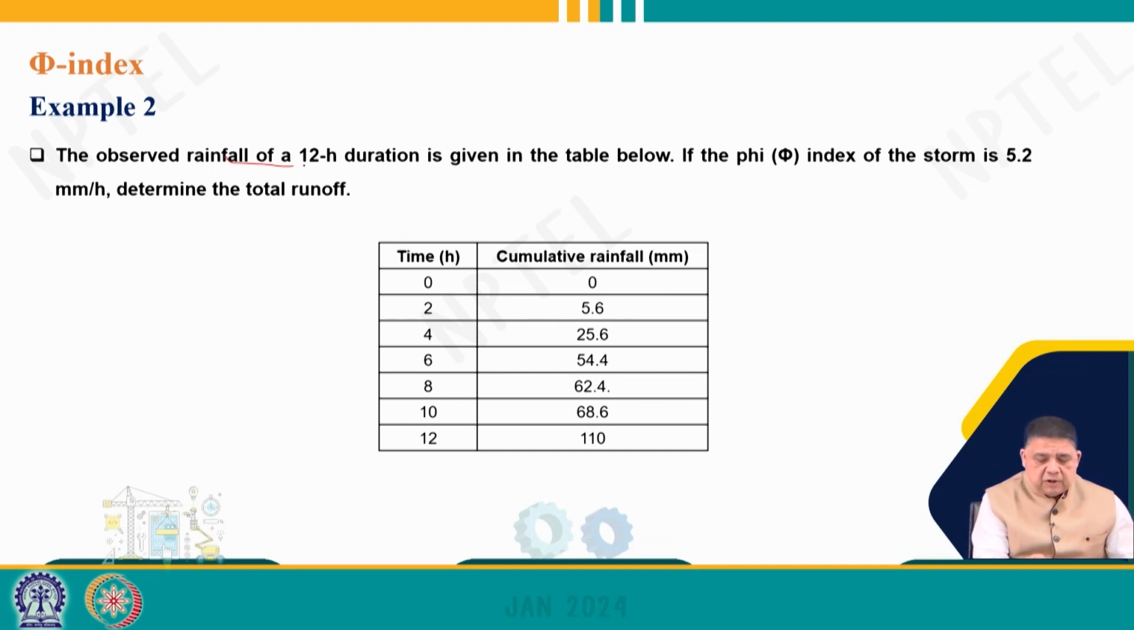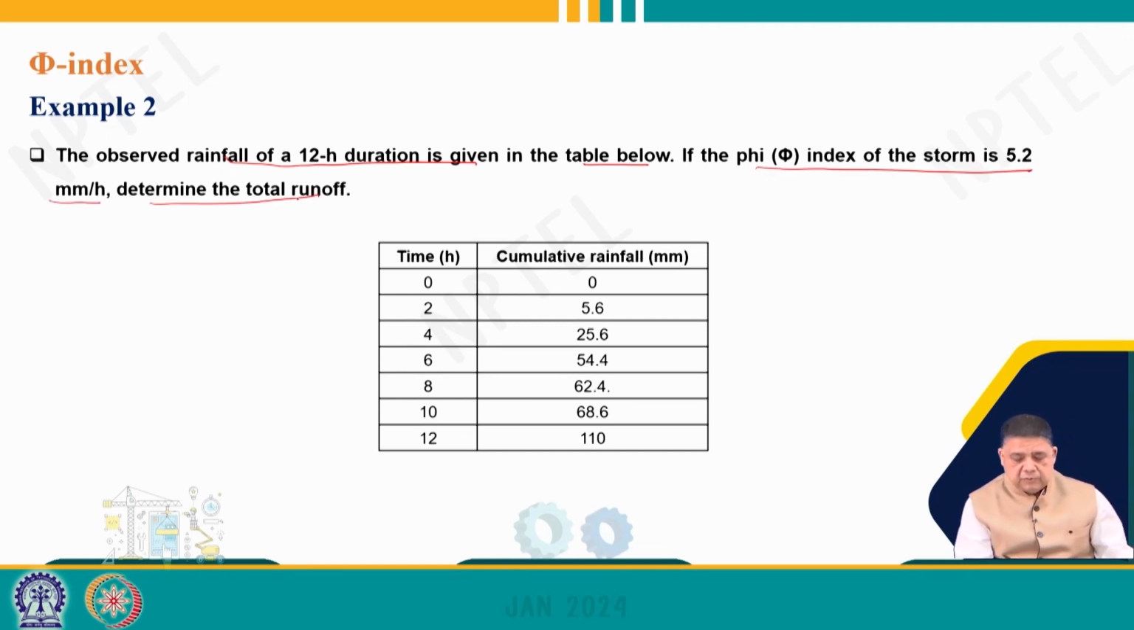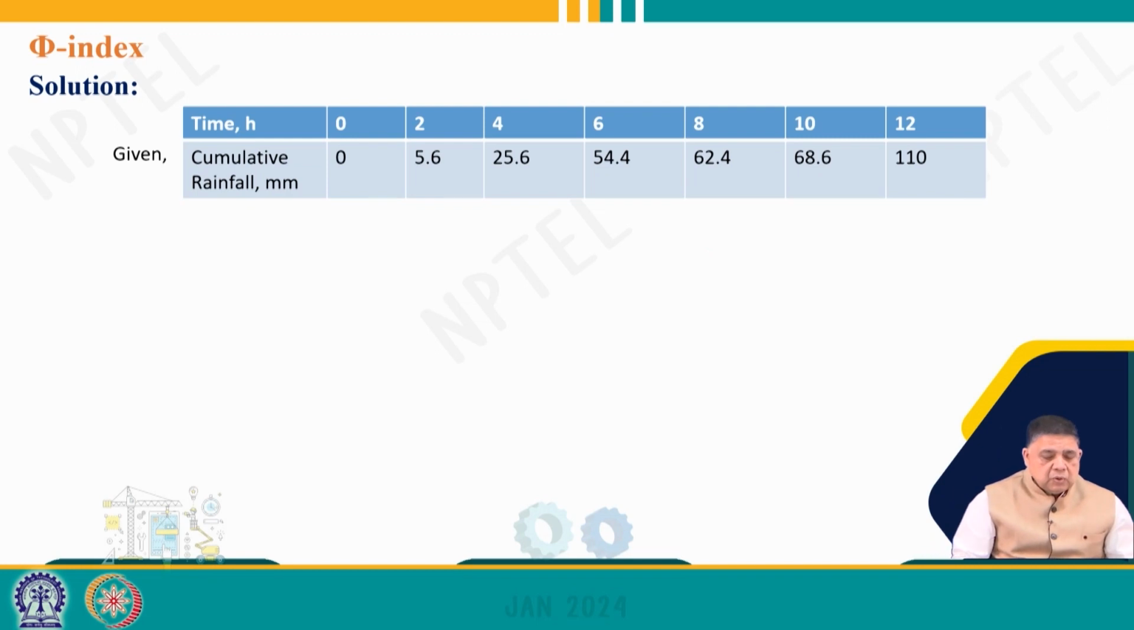The observed rainfall of a 12-hour duration is given in the table below. If the phi index of the storm is 5.2 millimeter per hour, determine the total runoff. So, for different durations, that is 0 to 12 hours, at a 2 hourly time step, we have been given cumulative rainfall in millimeters. We have been given cumulative rainfall, that is at 0 time it is 0, and then at 2 hours it is 5.6, at 4 hours it is 25.6, and so on.